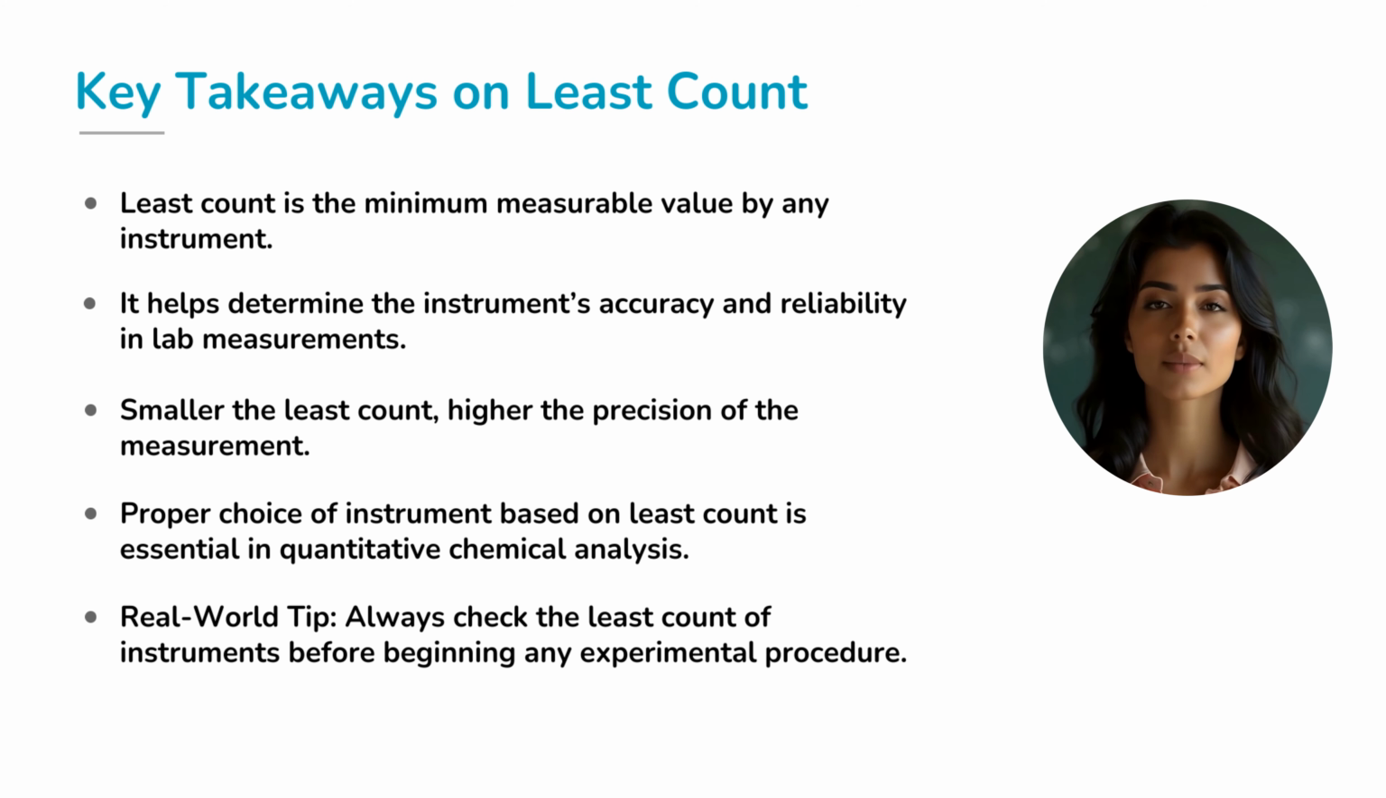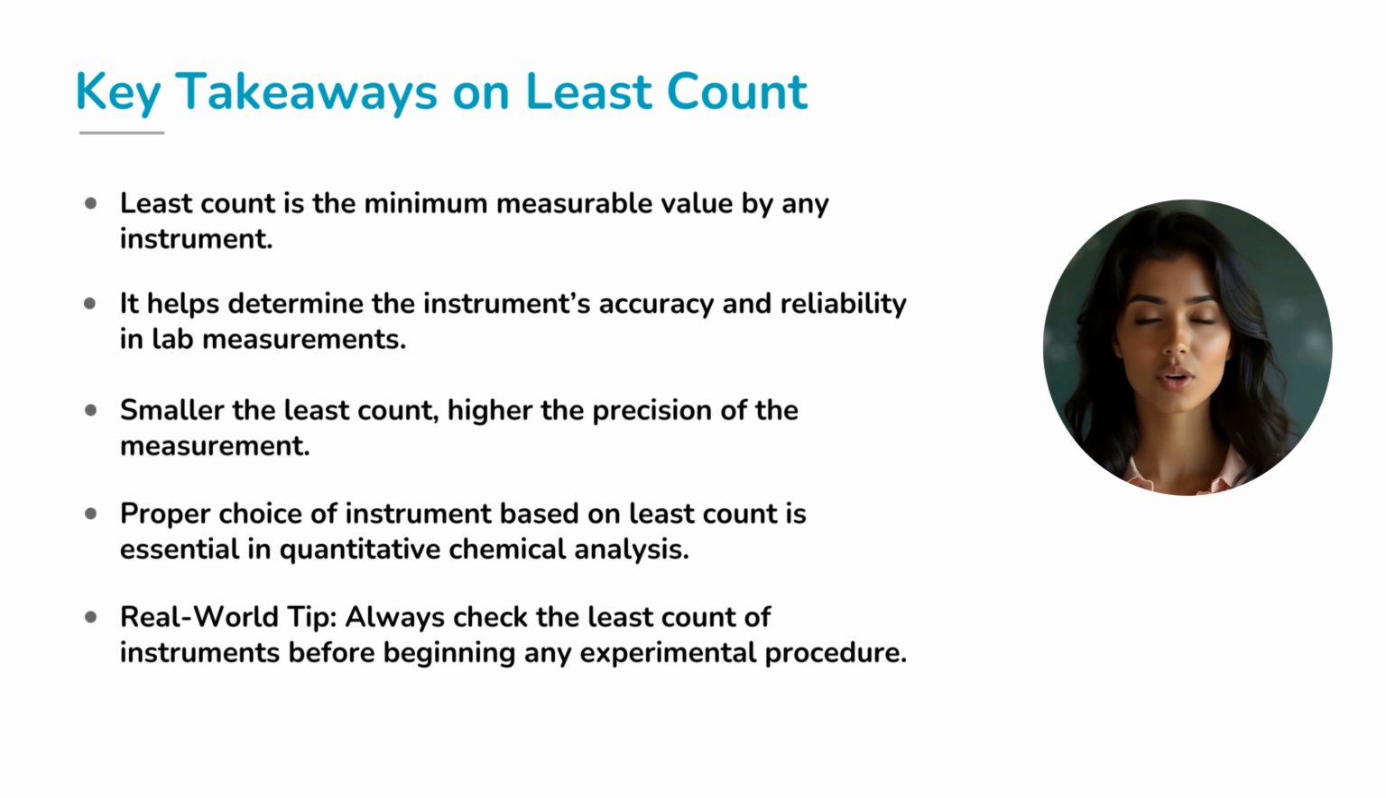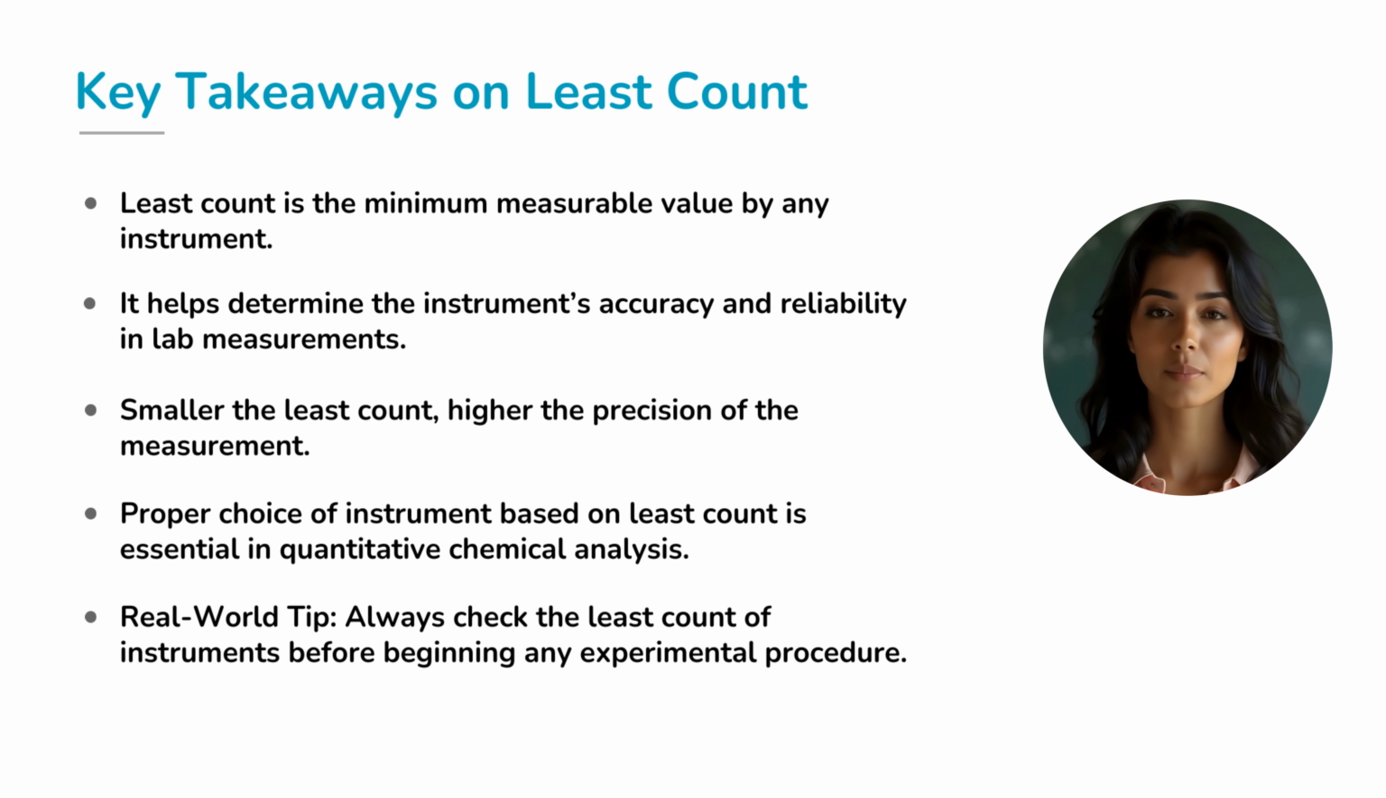Let's quickly recap. Least count tells us the smallest value an instrument can measure. It reflects the instrument's accuracy and sensitivity. The smaller the least count, the more precise our measurements can be. But this precision must be chosen according to the demands of the experiment. In a chemistry lab, whether you're performing titration, calorimetry, or simple weighing, always check the least count of your instrument. It's your secret to scientific accuracy. Now you know, measurement isn't just about taking a reading, it's about understanding how precise that reading truly is.